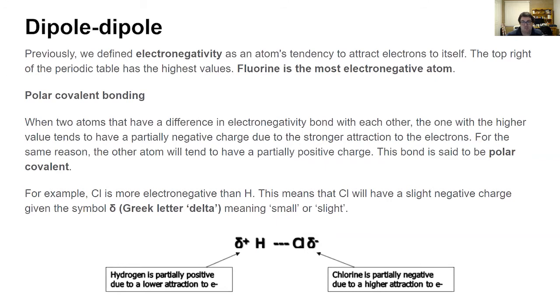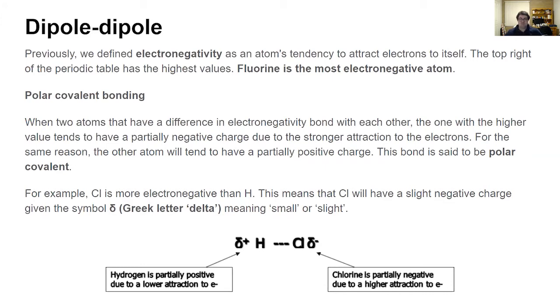Now, getting into this, if we look at dipole-dipole interactions, just take note, we previously defined electronegativity as the tendency of an atom to attract electrons to itself, with fluorine notably being the most electronegative atom. When you have a covalent bond where you have unequal sharing of those electrons, you end up with a partially negative charge towards the more electronegative atom that is part of the bond, and a partially positive charge towards the less electronegative atom.